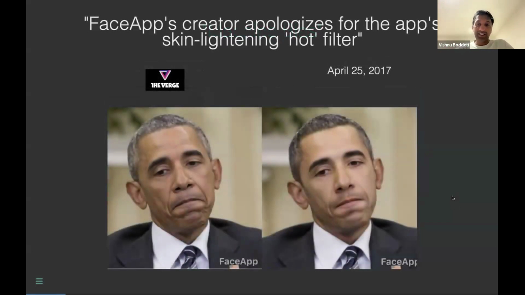Here's another example. This is just a fun example where there's this app called Face App. I think it still exists, I'm not sure if it does, but basically it has a feature where it tries to make you much more appealing, or they call this a hot filter. Essentially this hot filter was making your skin lighter. So if you entered the photo of, let's say, Barack Obama, a former president, it would make his skin look a little lighter. So this Face App creator had to apologize for doing this.